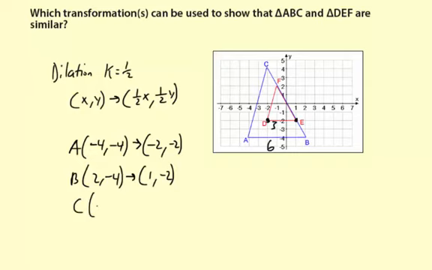C is (-2, 4). And we'll apply the dilation, and -2 times 1/2 is -1. And then 4 times 1/2 is 2. So (-1, 2), that puts it right on point F. So that would put the triangle right here.